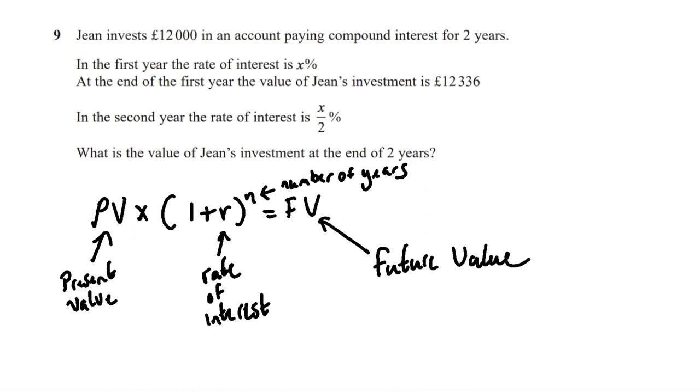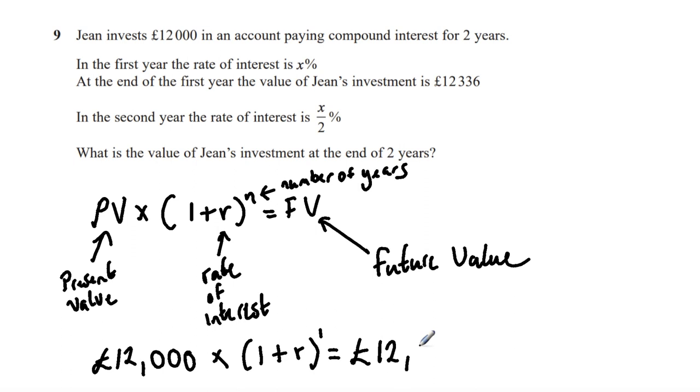So what we're going to be doing now is we're going to substitute all the values given to us in this question into the equation. So the present value is £12,000. We have £12,000 multiplied by open brackets 1 plus R, which we want to find out, to the power 1, as it is after the first year, is equal to £12,336.